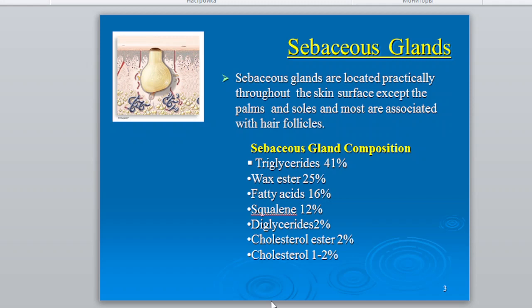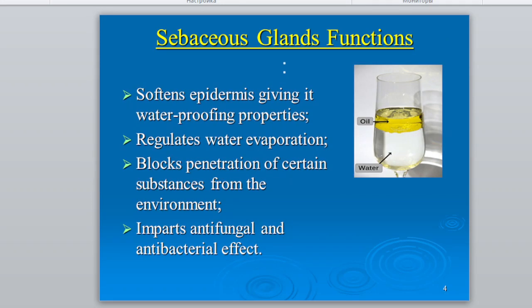Sebaceous gland composition. Triglycerides 41%. Wax ester 25%. Fatty acids 16%. Squalene 12%. Diglycerides 2%. Cholesterol ester 2%. Cholesterol 1 to 2%.